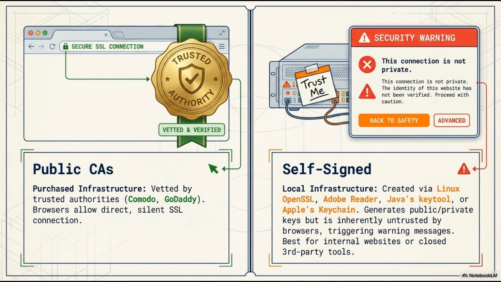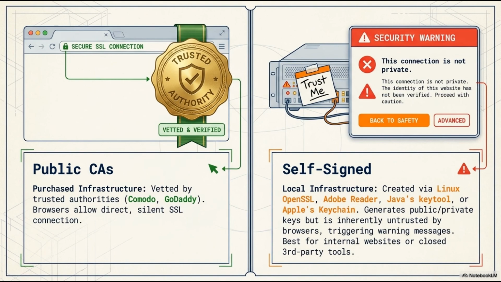Which raises an obvious question. Why would anyone ever use a self-signed certificate if it causes those scary warnings? Well, the use cases are actually quite common for internal operations. Oh, like a closed network. Yeah, if you have a closed internal corporate network or back-end servers that are only communicating with each other, public internet vetting just isn't required. Right. You control all the machines on the network, so you can manually configure your internal machines to trust your own self-signed certificates. Which saves the company the considerable cost and bureaucracy of dealing with a public CA for traffic that never even touches the outside world.